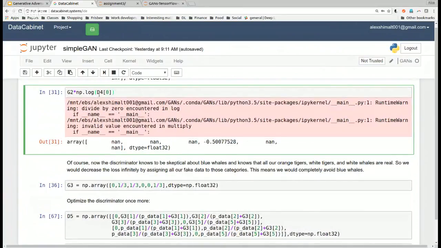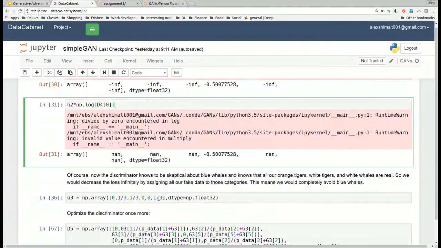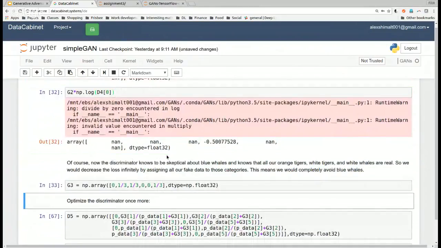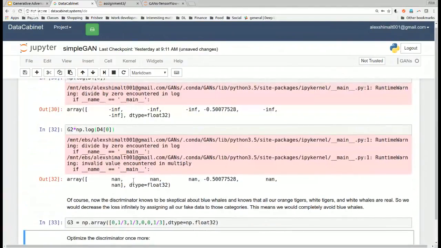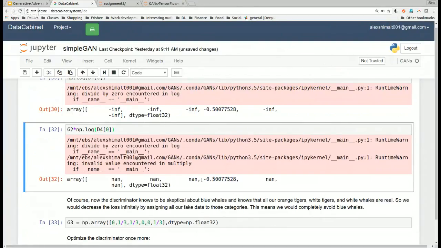Okay, so now we train the generator again, and what happens here? We look at this loss function. First of all, we get a bunch of NaNs, because it's just a bunch of zero probabilities, 0 log 0 terms, so that's not particularly useful. We see that the blue whale term is now our worst term, because if we saw a picture of an orange tiger, our discriminator only cares about blue whales now, so it's going to get fooled 100% of the time by orange tigers and white tigers and white whales.